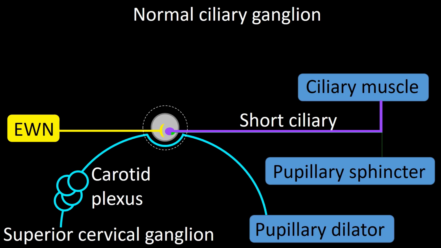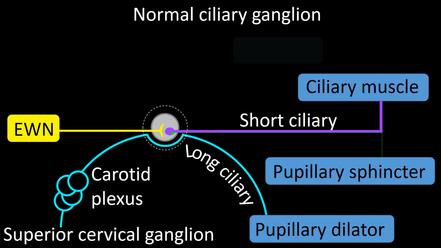In addition, sympathetic fibers from the superior cervical ganglion going through the carotid plexus go to the ciliary ganglion, but as we previously mentioned, they do not make contact with any neuron in it. These fibers innervate the pupillary dilator. These fibers are called the long ciliary nerve or nerves. Remember, the long ciliary nerve makes pupil diameter longer.